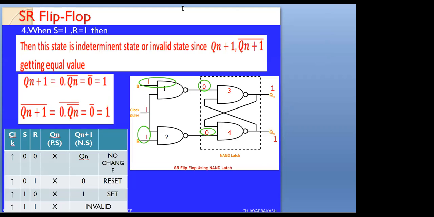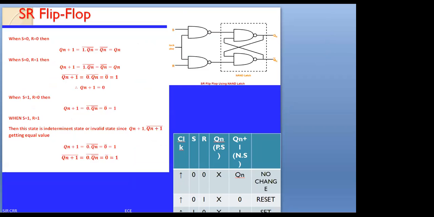Okay, this is the SR flip-flop now. We checked the total 4 conditions. We will see the 4 conditions: when S equals 0, R equals 0; S equals 0, R equals 1; when S equals 1 and R equals 0; and when S equals 1 and R equals 1. For all the conditions, we have verified the output equations and the functional table.